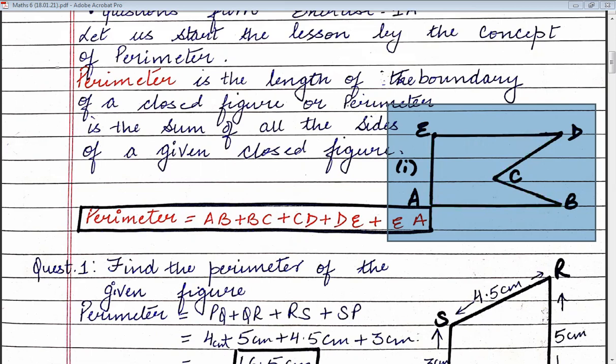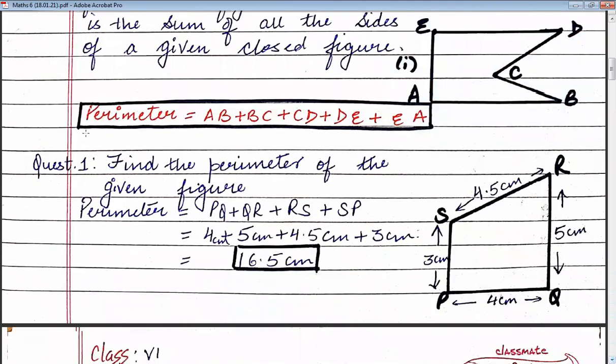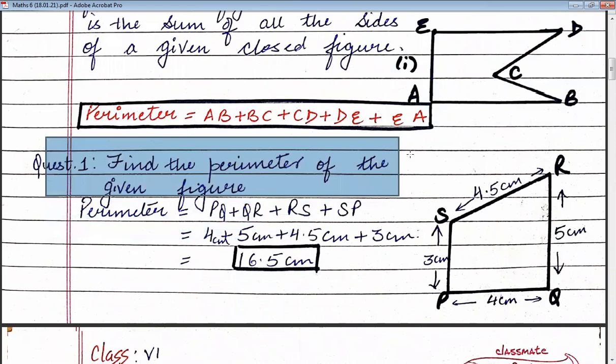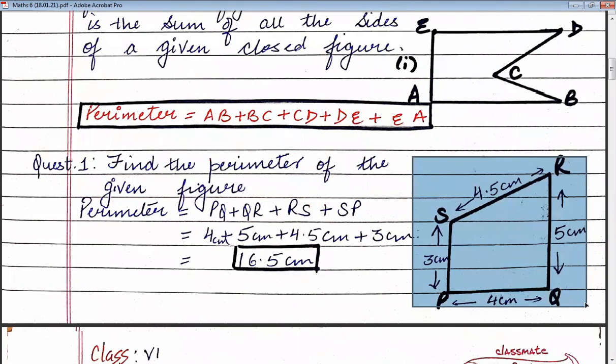So now let us discuss the questions based on perimeter. Let's see our question number 1, that is, find the perimeter of the given figure. Now children, we are given a figure that is a quadrilateral. This is a quadrilateral with 4 sides. Now let's see what are the lengths of the given quadrilateral. Now the first side is PQ. It is 4 centimeter. QR 5 centimeter. RS 4.5 centimeter. And SP is your 3 centimeter.